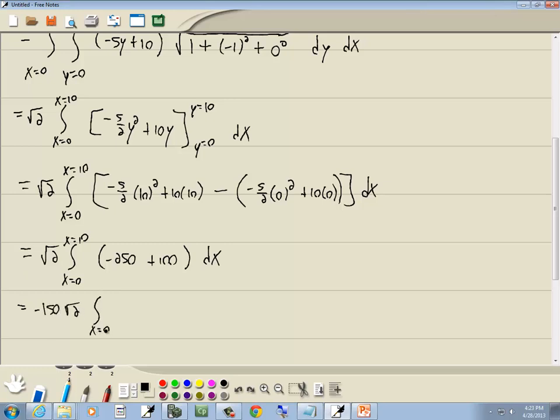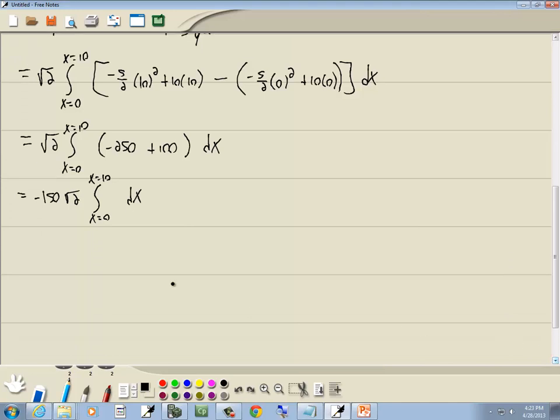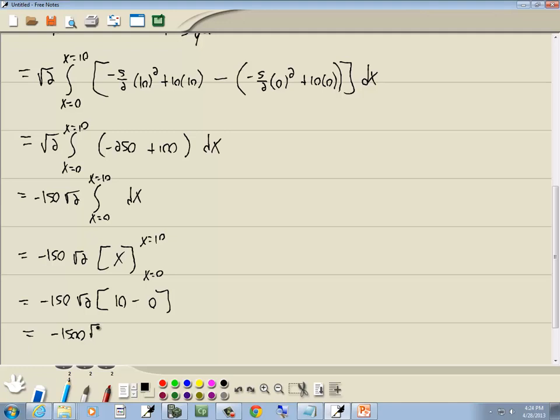And then we're left with this integral. That gives us negative 150 square root of 2. Integral of that is x, from x equals 0 to x equals 10, which gives us negative 150 square root of 2, plug in 10 for the x, minus, plug in 0 for the x, which gives us negative 1500 square root of 2. And that's our answer.